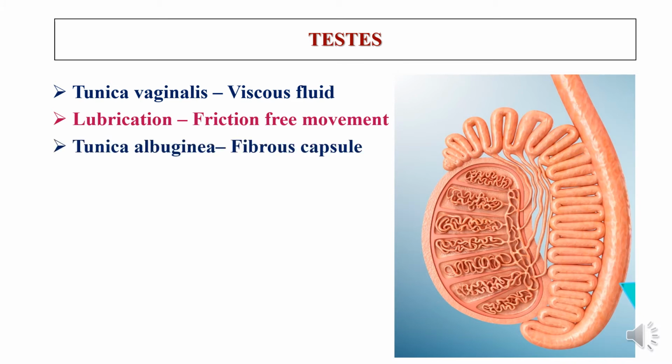The testicular parenchyma is protected by the tunica albuginea, which is a fibrous capsule that encloses the testis. The tunica albuginea penetrates into the parenchyma of each testis as septa, dividing it into a number of lobules.